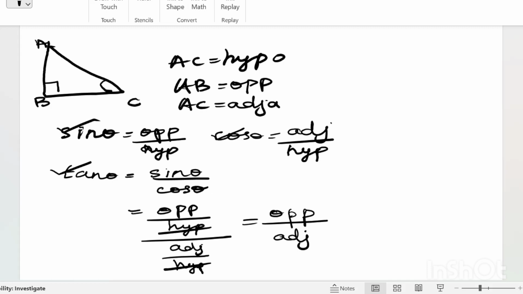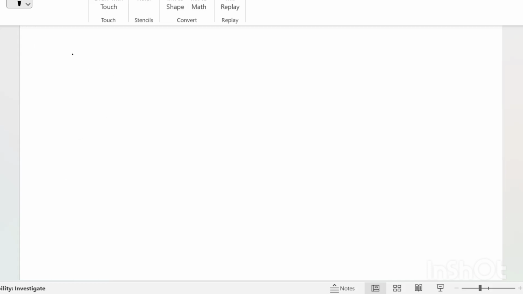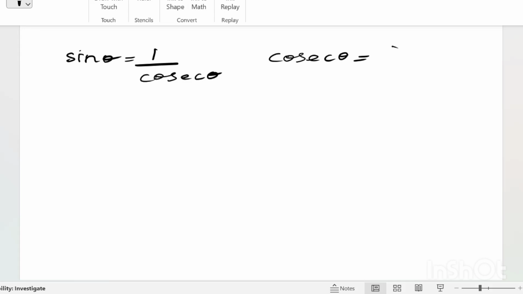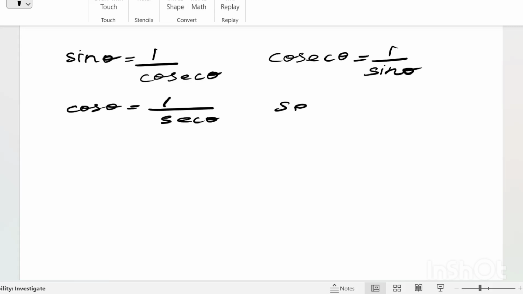Now let's see the reciprocals. Okay, so what is the reciprocal of sine? The reciprocal of sine is cosecant. Okay, sine theta is equal to 1 by cosecant theta. So what can we say cosecant theta will be? Cosecant theta will be equal to 1 by sine theta. So now what is cos theta? Cos theta is equal to 1 by secant theta. And what will secant theta be? Secant theta is equal to 1 by cos theta.